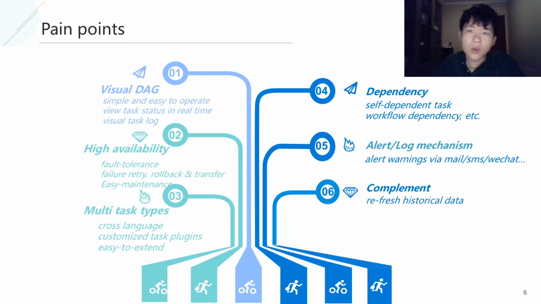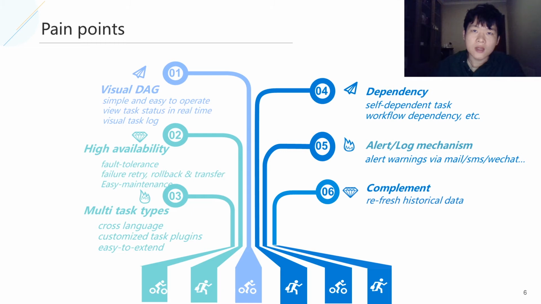The fourth point is about task dependency. Workflow scheduling is the most important point of a scheduler system. It is not only about the dependency of a task itself, but also about the interdependence between workflows. And this is a feature where a big data system differs from a normal system.